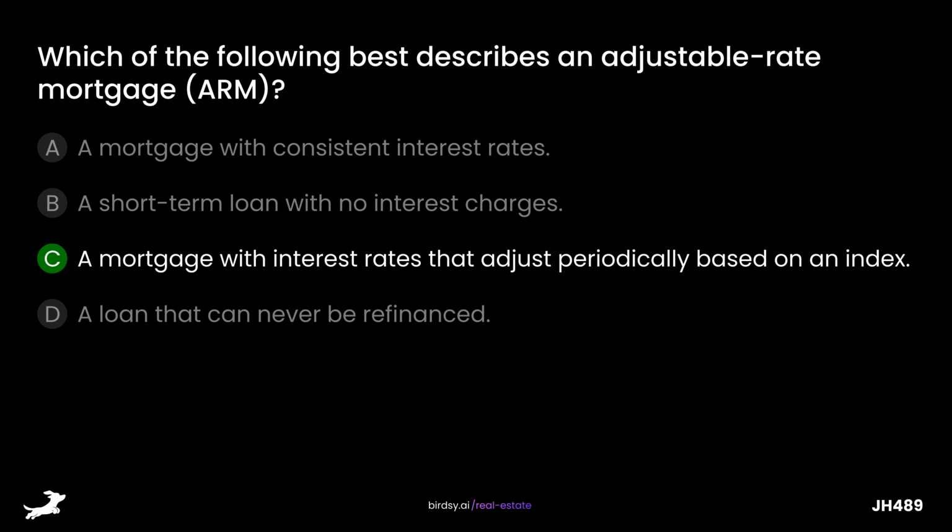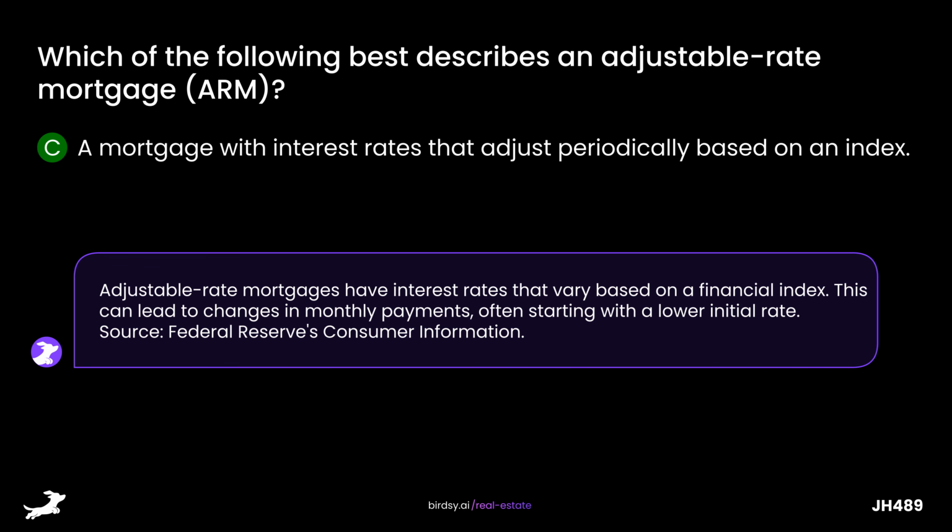The answer is C, a mortgage with interest rates that adjust periodically based on an index. Adjustable rate mortgages have interest rates that vary based on a financial index. This can lead to changes in monthly payments, often starting with a lower initial rate. Source: Federal Reserve's Consumer Information.